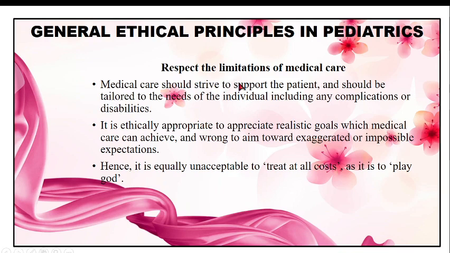Medical care should strive to support the patient and should be tailored to the needs of the individual, including any complications or disabilities. So whenever we are planning care, it has to be on a patient to patient basis, depending on the particular disease which the child is suffering. For example, bed number 1 may be a case of Down syndrome, the second patient may be a case of typhoid. So whatever care you plan for Down syndrome will not be applicable in the case of typhoid.